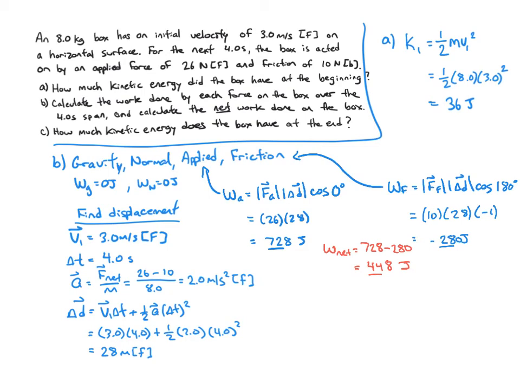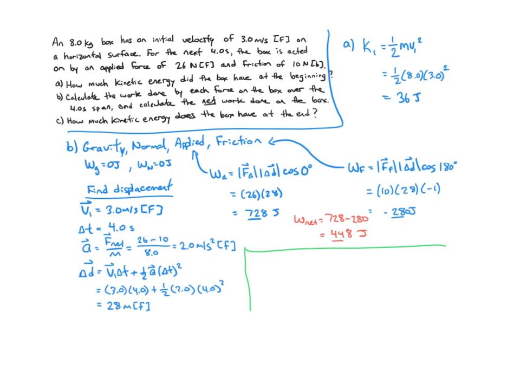Now I'm going to do part C. Hopefully I can fit it in here. Actually, I'll shrink. Give myself some more room. Okay, part C. How much kinetic energy does the box have at the end? So in order to find the kinetic energy at the end, I'm going to need to know the ending speed, because kinetic energy is half mv squared.